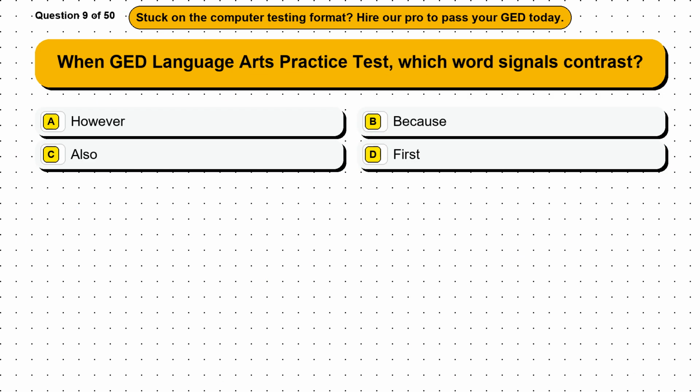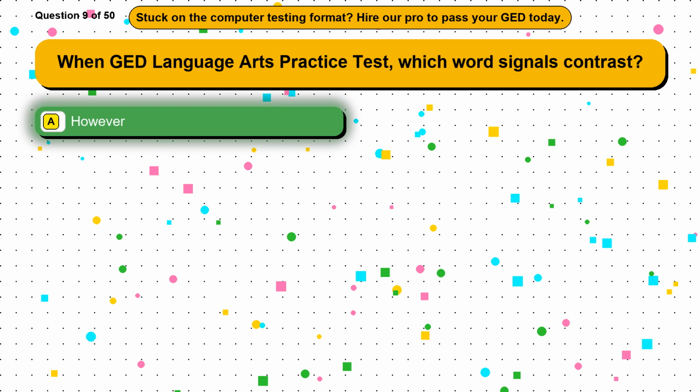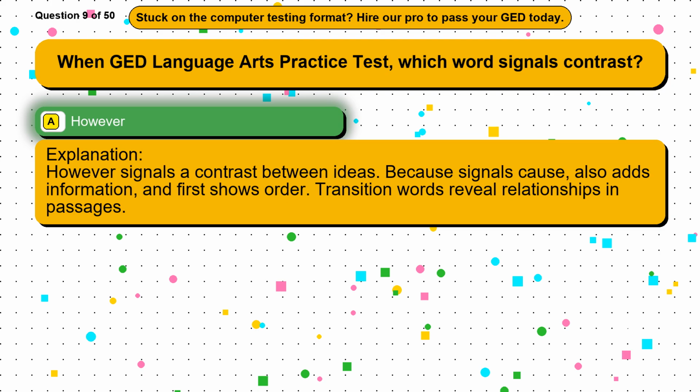Question 9. When GED language arts practice test, which word signals contrast? Option A. However. Option B. Because. Option C. Also. Option D. First. The correct answer is option A. However. However signals a contrast between ideas. Because signals cause, also adds information, and first shows order. Transition words reveal relationships in passages.